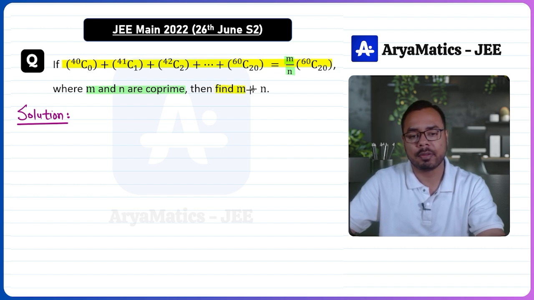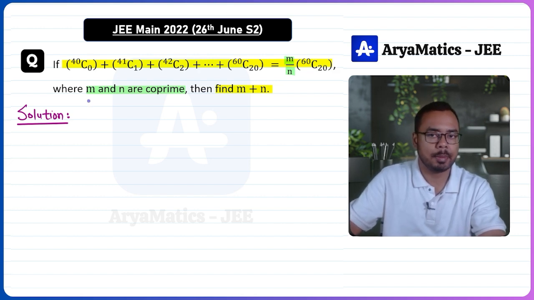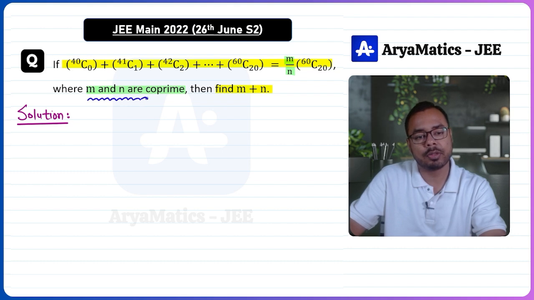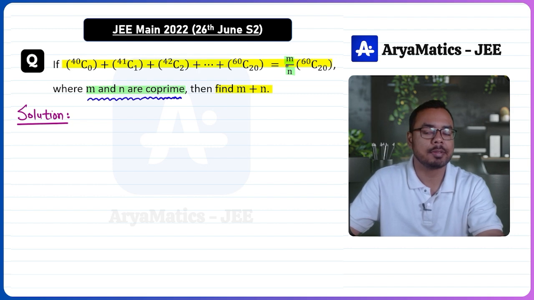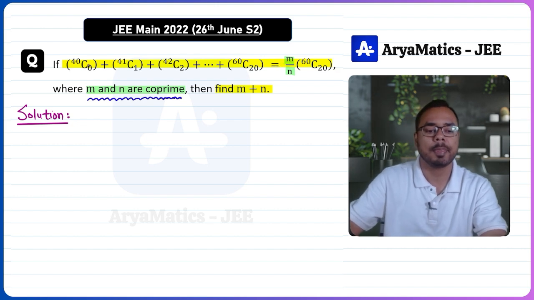Whenever you have one integer divided upon another integer and we have to find m plus n, we need to find a unique value of m and n. So this condition is added that m and n are co-prime numbers, so there is no common factor between those two. If there is any common factor, you have to cancel it and write the fraction in its smallest form. So here first we need to simplify the left hand side and then compare with the right hand side and see what should be the value of m and n.